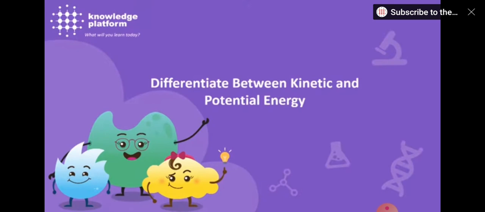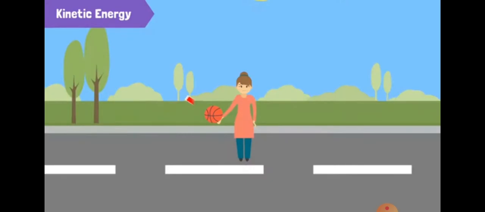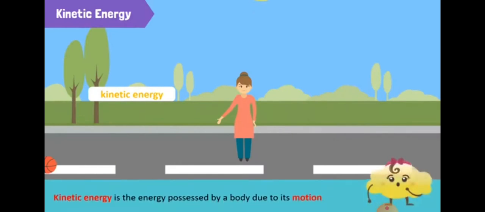Now let's see a difference between kinetic energy and potential energy. Now you can see a ball in a hand. When we drop the ball, it produces kinetic energy. Kinetic energy is possessed by a body due to its motion. Right?